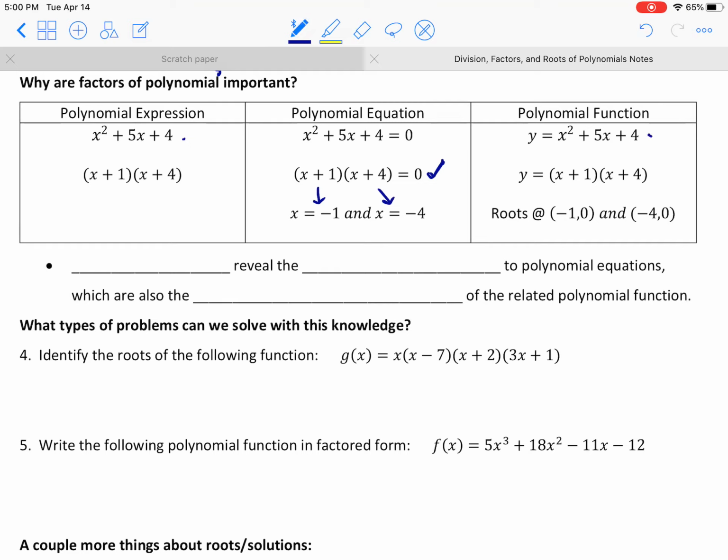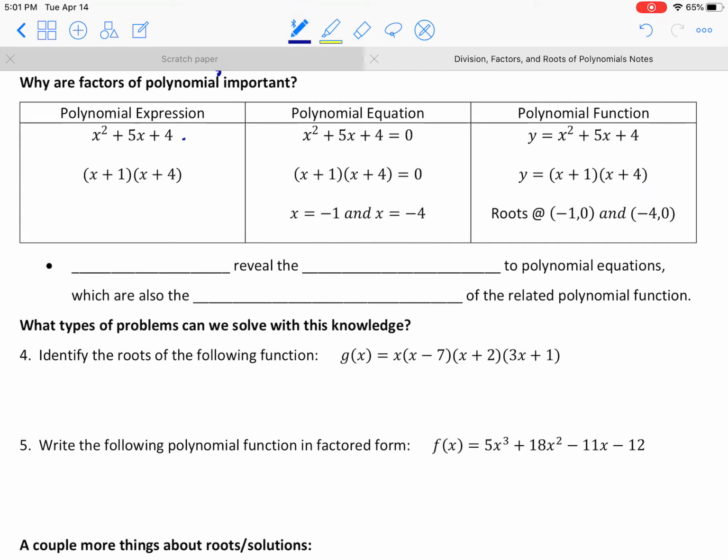And then if I took that equation and looked at it as a function, again, the function in the standard form, while it tells me where it's going to cross the y-axis, this form is more important because it shows me exactly where the roots are going to be. So I have roots at negative 1, 0, and at negative 4, 0. So the factors, the x plus 1 and the x plus 4, show us the solutions to our equations, and they show us the roots to our functions.